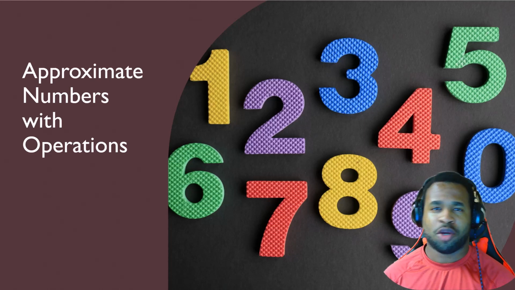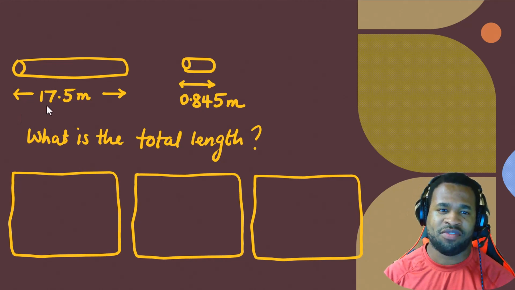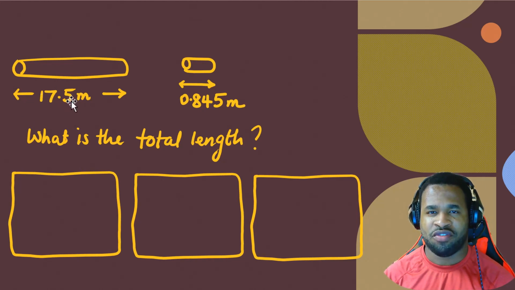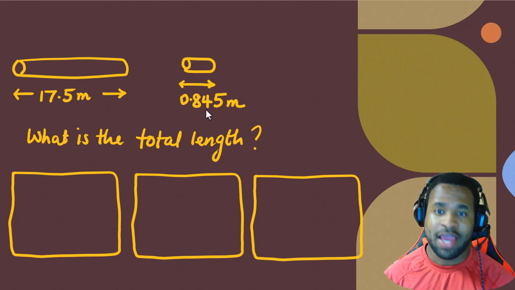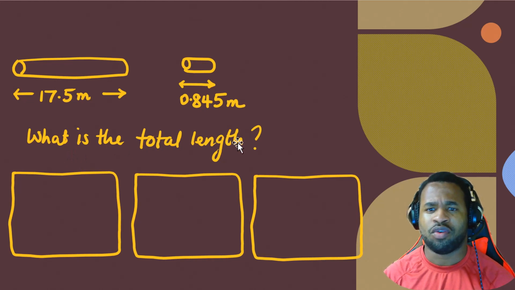In this video, we're going to be looking at how to approximate numbers with operations, and looking at this particular example here. This gives us two ropes or pipes. One here is measured to be 17.5 meters, while the other one is 0.845 meters. And the question here is, what is the total length?